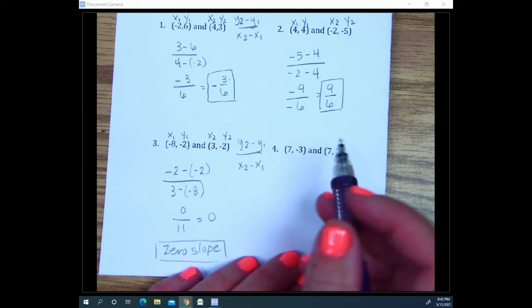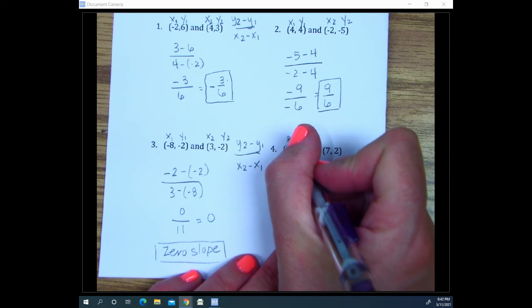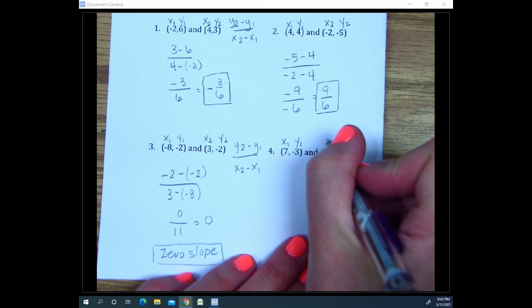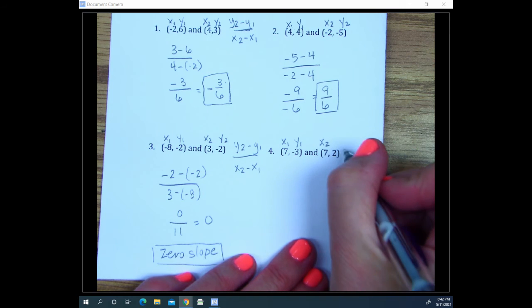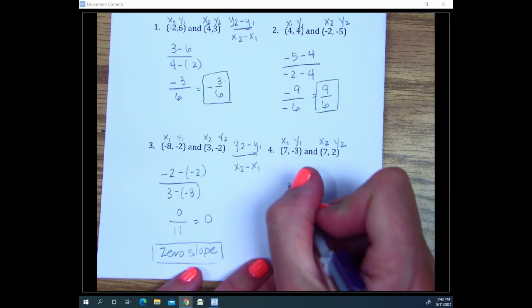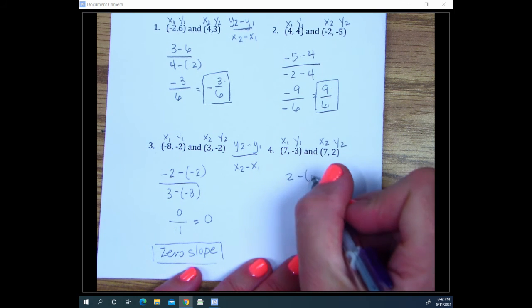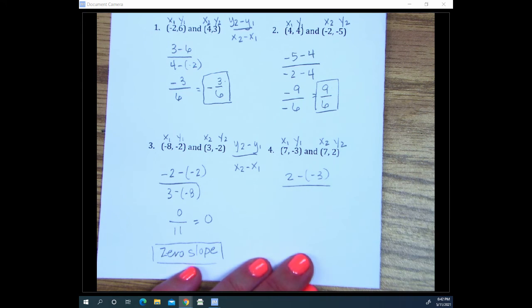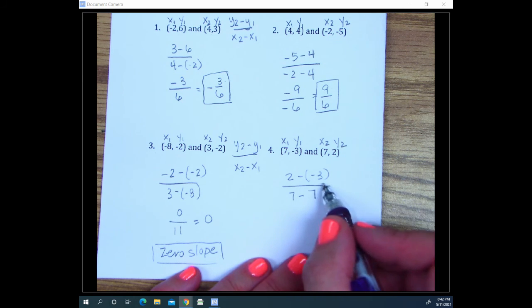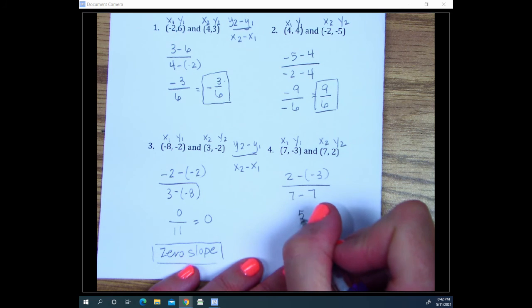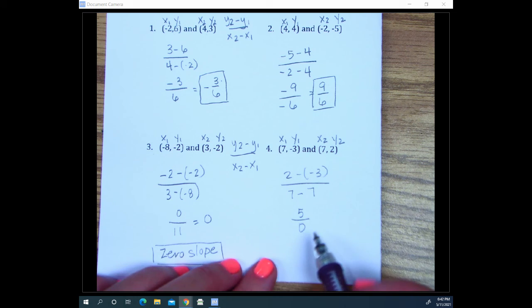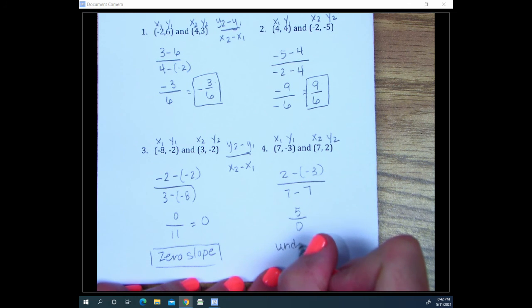And then for our last example, let's label these again. The 7 is the x1, the negative 3 is the y1. This is the x2, the other 7, and the 2 is the y2. Plugging them into the formula, we've got y2, which is 2, minus y1, which is negative 3, over x2, which is 7, minus x1, which is 7. 2 minus negative 3 is the same as 2 plus 3, which is 5. And 7 minus 7 is 0. And we know you can't divide anything by 0, so this is undefined.